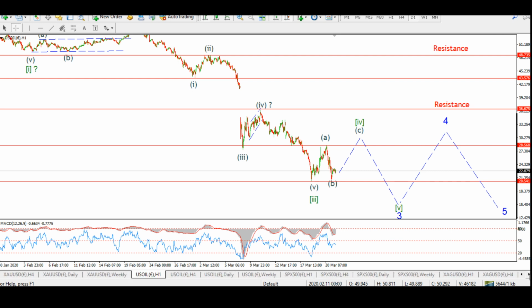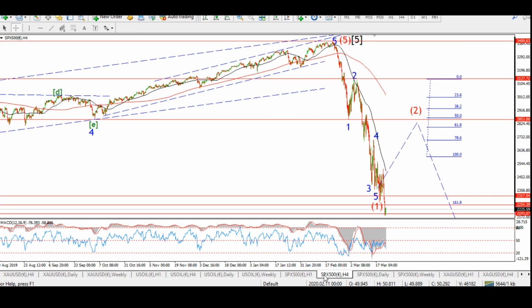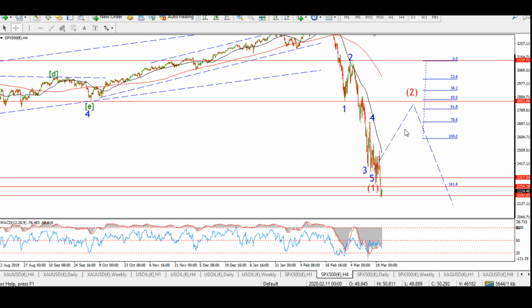Okay, let's get down into the closing section here. So the S&P, I think we are bottoming in the S&P. I'm looking for a second wave rally, just like the Dow, but I think we may be further along in the S&P than the Dow.